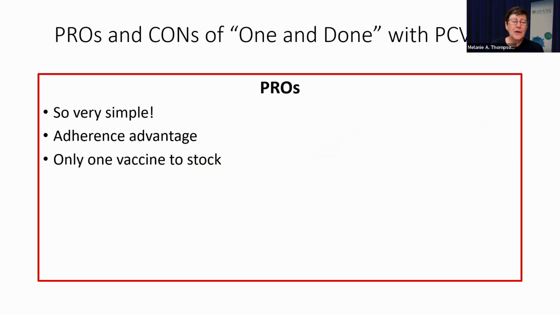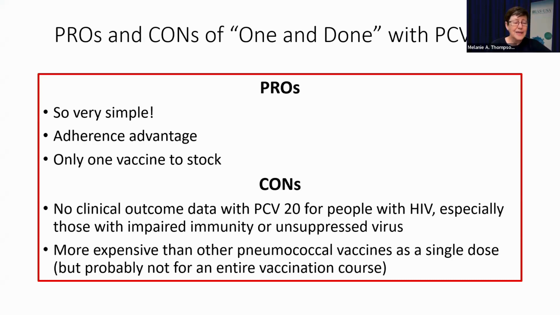Next. So the pros are that this one and done PCV20 method is so simple, and there is an adherence advantage to that. You also have only 1 vaccine to stock. Next. But we don't have clinical outcome data with PCV20 for people with HIV, especially those with impaired immunity or unsuppressed virus. It is more expensive as a single dose than the other vaccines, but probably not more expensive than an entire vaccination course.